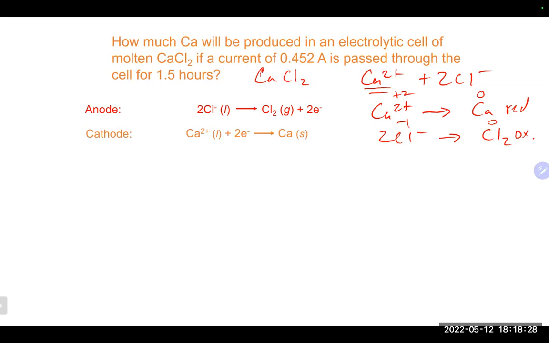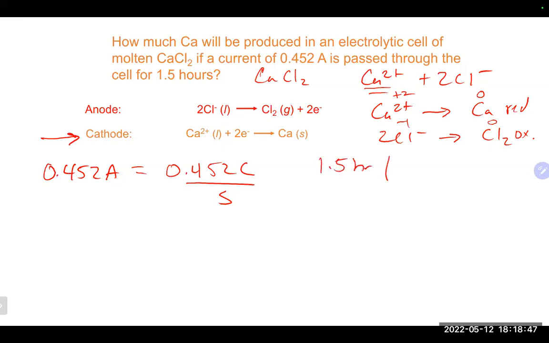All right, so now we could figure out, we're really interested in the calcium here. So we could start with the 0.452 amperage there. That is the same as 0.452 coulombs per second. I am going to run the cell for 1.5 hours. In 1 hour, there are 3,600 seconds. So we could convert that into seconds at this point. We take 1.5 times 3,600, which gives us about 5,400 seconds.